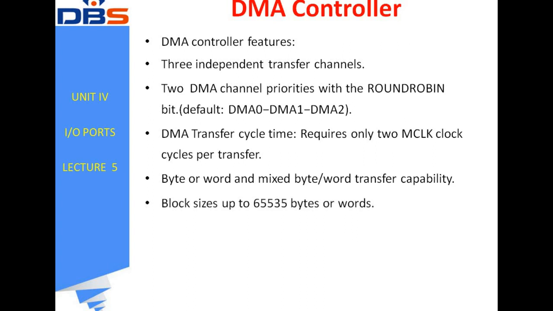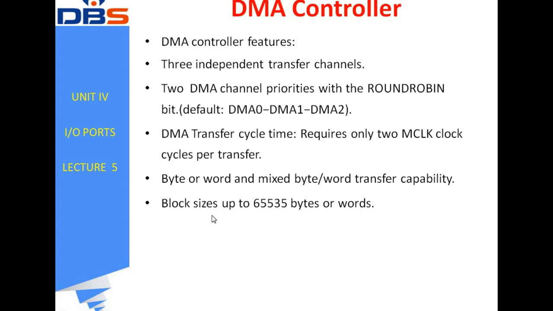See here, the DMA controller features. We have 3 independent transfer channels, DMA0, DMA1, and DMA2. They are not dependent upon one another, and the DMA transfer cycle time requires only 2 MCLK clock cycles per transfer. This MCLK is given to the CPU. Byte or word and mixed byte or word transfer capability: we can send either byte or word or a mixture of byte and word.